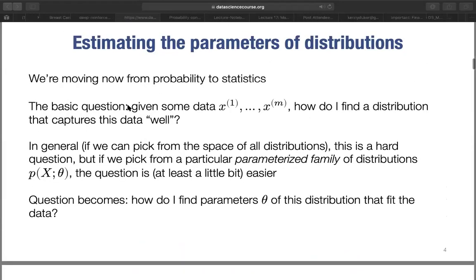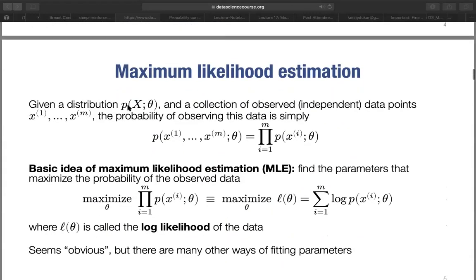Okay, so this is how maximum likelihood estimation is actually defined. If you have a distribution P of X given theta that is parameterized by theta, and a collection of observed data points, so now you have data points x1 to xm, which we all understand, the probability of observing this data is just this. So it's trying to say that the probability that you're observing this data is the product.